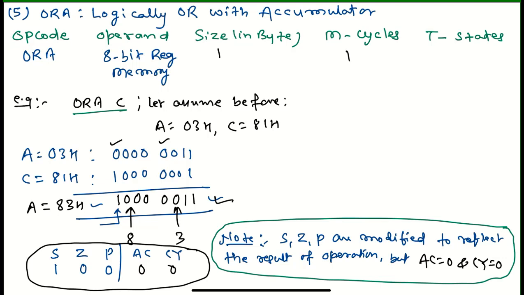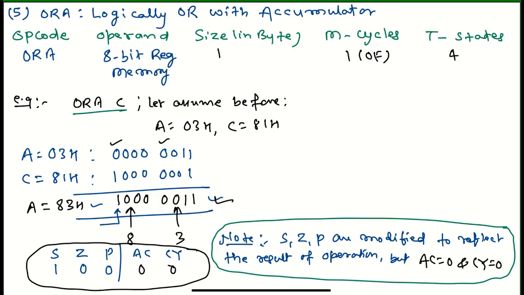And as we know, by default for the opcode fetch operation, the number of T states required is 4 T states. So for this instruction it will take only 4 T states. So the number of T states will be 4 here.